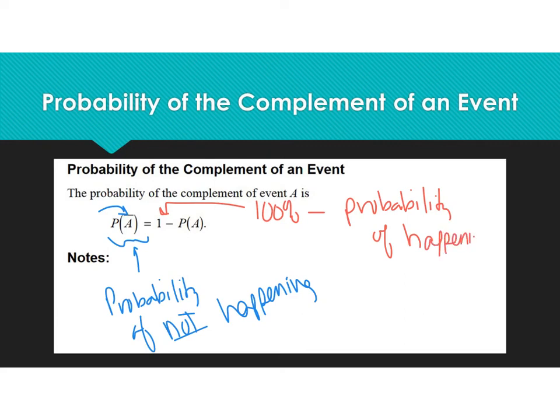So let's say the chance of rain today is 40%. So the chance it's not going to rain today, I would do 100% minus 40%, and there's a 60% chance it's not going to rain today. So it's just the probability of it not happening.